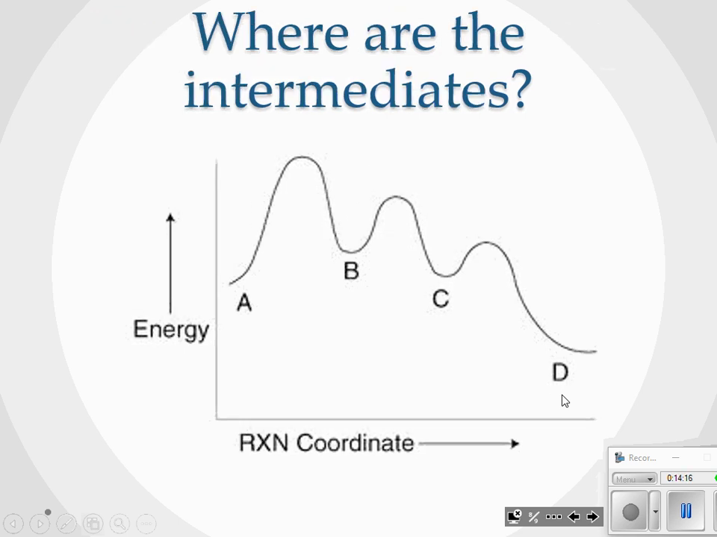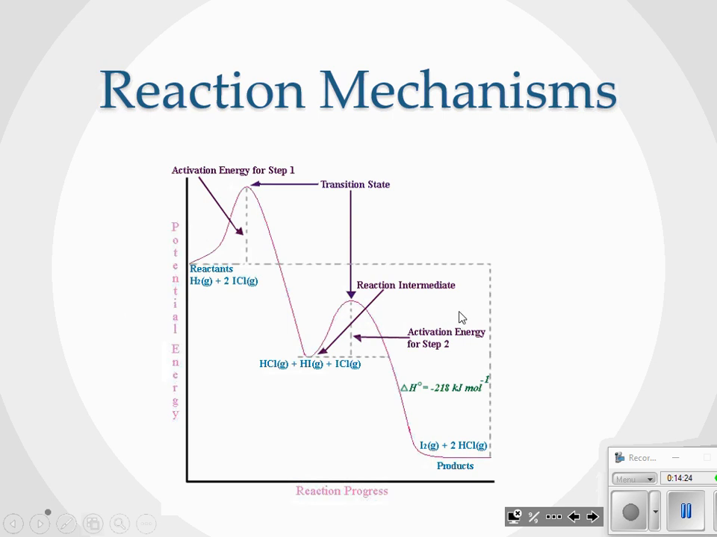Now, I guess I got a little jumpy on my slides because I just talked about what intermediates were. So, let's look at this here again. As I can see, this is 2 different elementary reactions, but right here, those are the intermediates that are formed. So we have reactants, intermediates. The intermediates then become the reactants to form the final products right there.